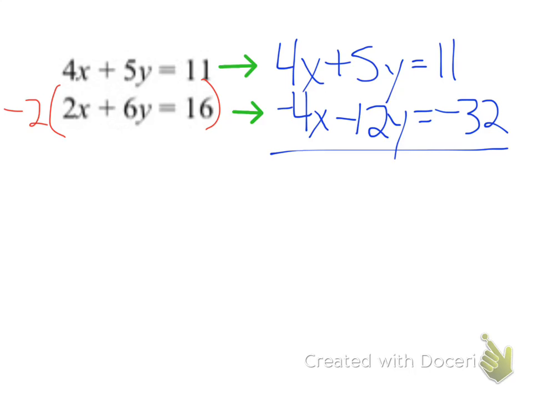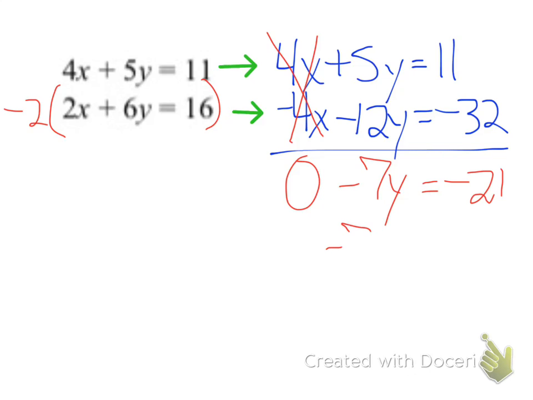I can now add these two together, and when I add them together, my x values cancel out. They are now 0. 5y minus 12y will equal a negative 7y. And that's going to equal then 11 minus 32, which will be a negative 21. So negative 7y equals negative 21. I divide by negative 7, and y will equal a positive 3.